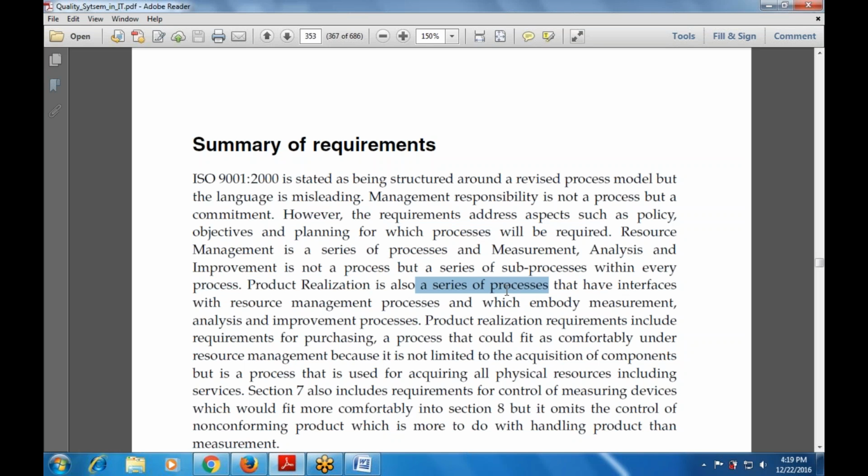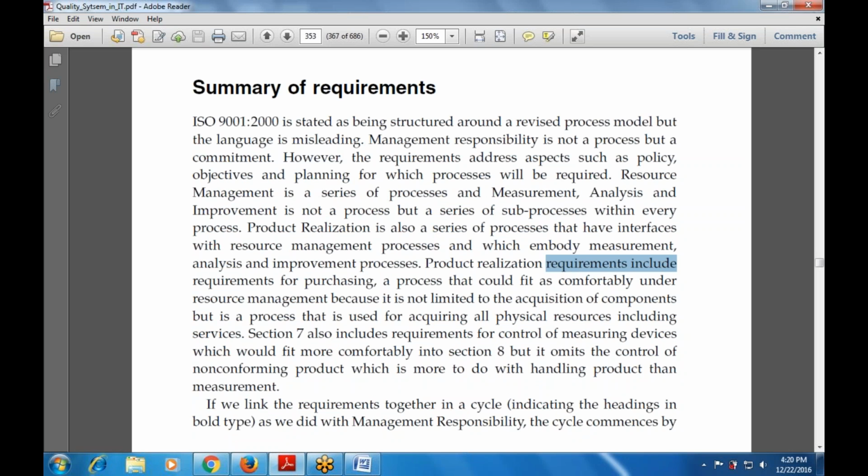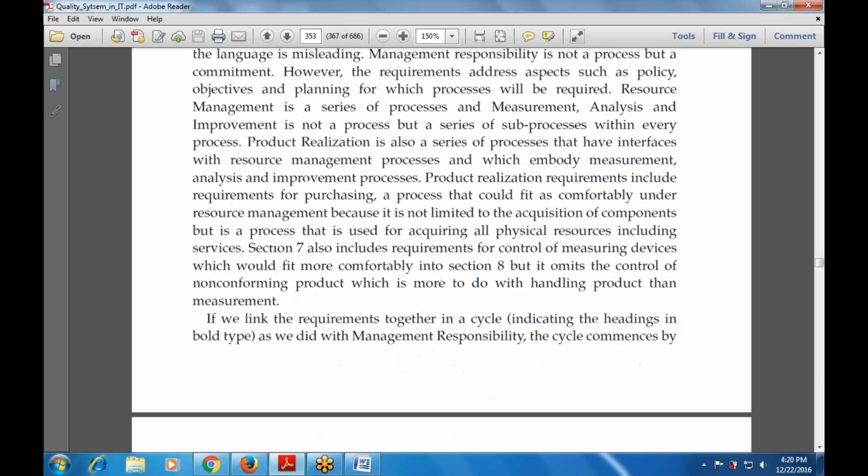And product realization is also a series of processes that have interfaces with the resource management process, and which also measures, yes, there is a measurement, analysis, and improvement process. So this requirement includes the requirement for purchasing, a process that could fit as comfortably under resource management, because it is not limited to the acquisition of components, but is a process used for acquiring all physical resources, including services, that would comfort but omits the control of the various languages.